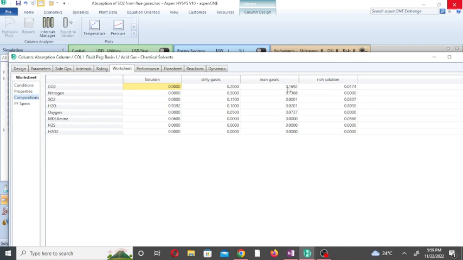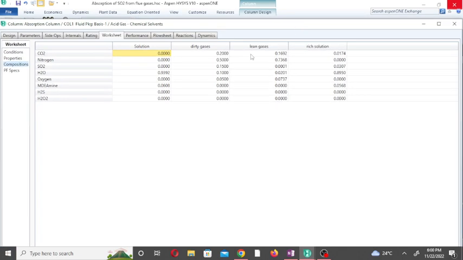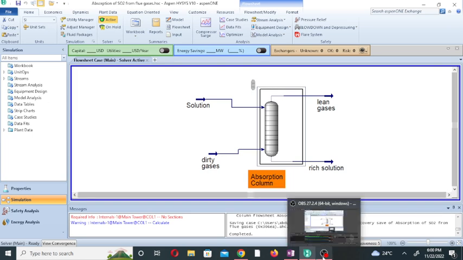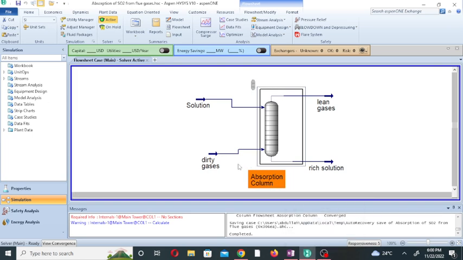So carbon dioxide is also further removed if we increase the mass flow rate of the solution. So this was an introduction, a problem related to the absorption of sulfur dioxide from the flue gases into the solution.